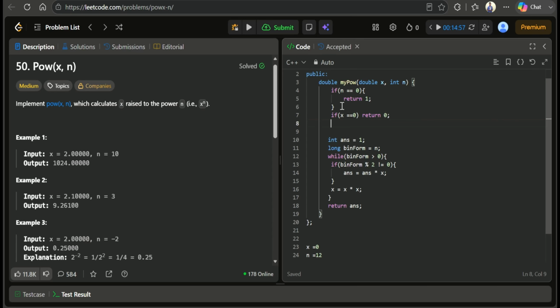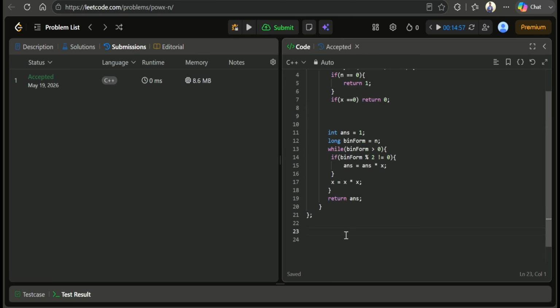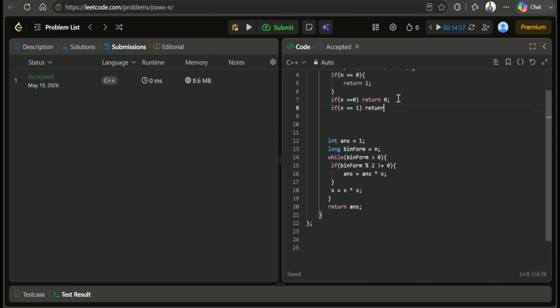Now you also have to handle other edge cases. What happens when you have x as 1? So 1 to the power something will always be 1, right? So in that case, you will also do, if x equals 1, you will return 1 as an answer.